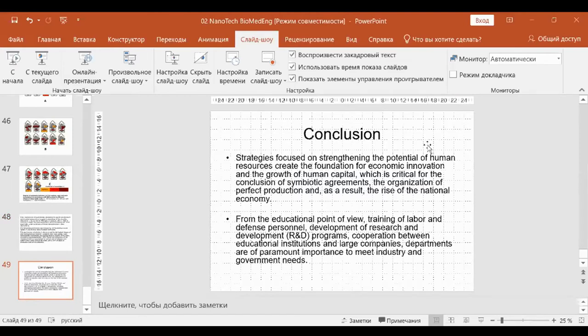From the educational point of view, training of labor and defense personnel, development of research and development programs, and cooperation between educational institutions and large companies and departments are of paramount importance to meet industry and government needs.